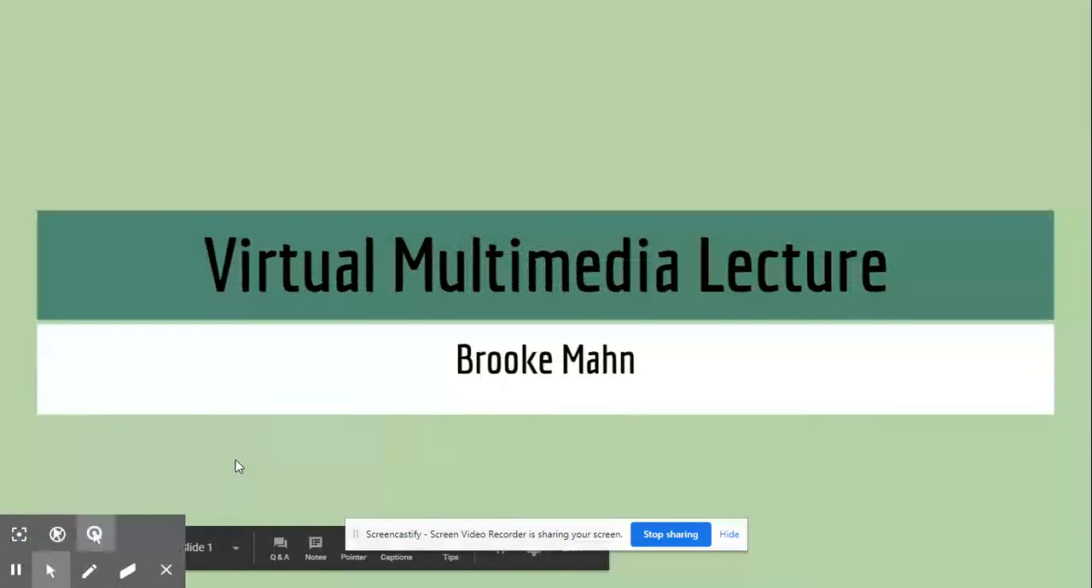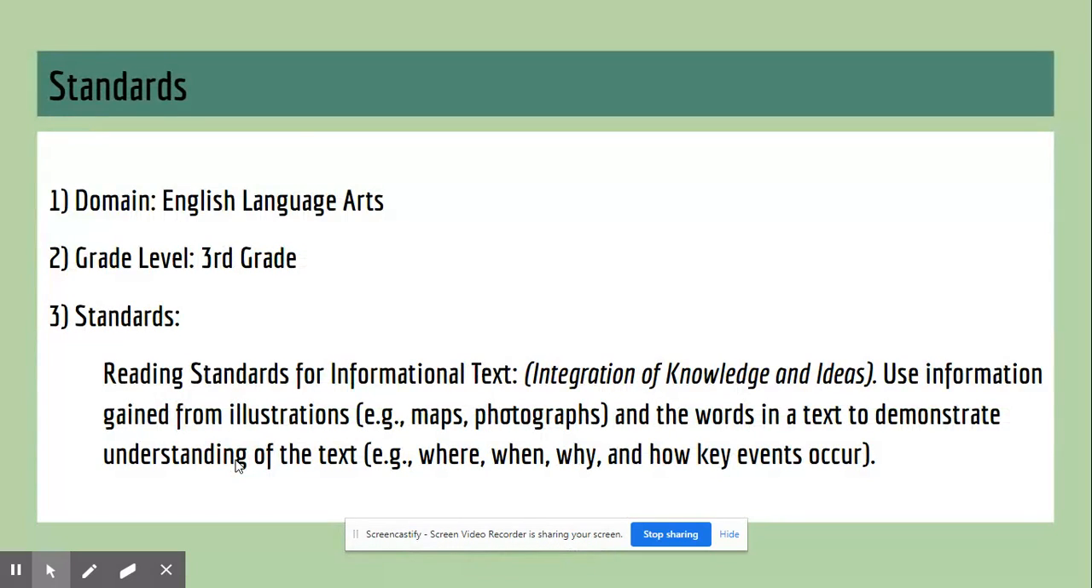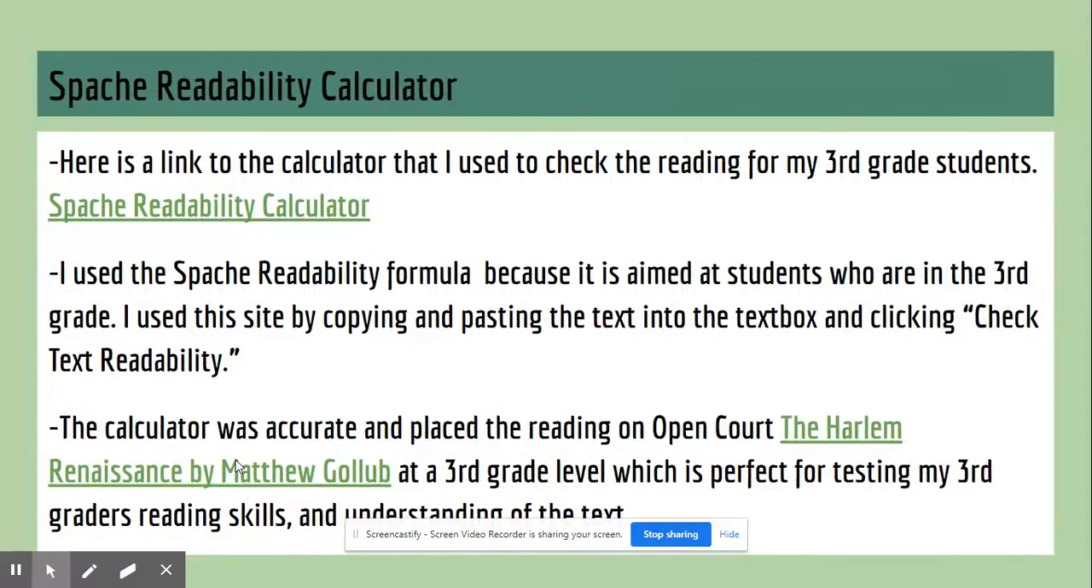So today we're going to be focusing on English language arts in the 3rd grade, and we're going to use information gained from illustrations such as maps and photographs and the words in the text to demonstrate understanding of the text by using where, when, why, and how key events occur. So in order to make sure what we're reading today is reliable, I use the readability calculator, and we're going to be reading The Harlem Renaissance by Matthew Golub.